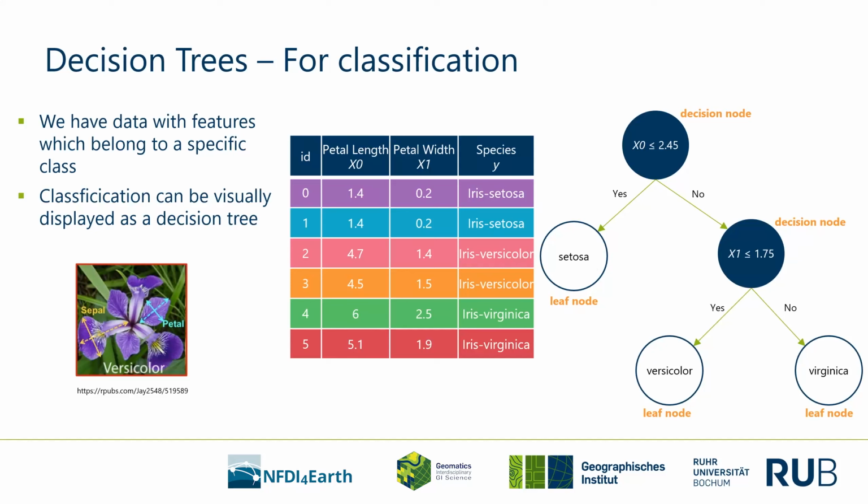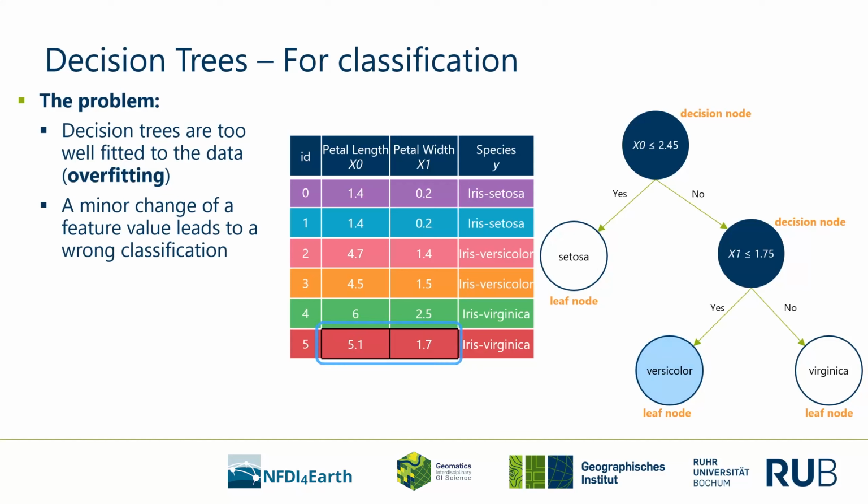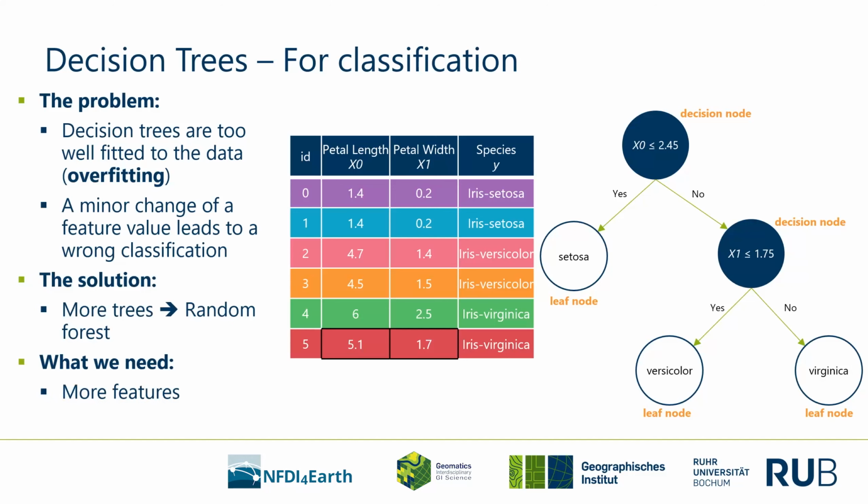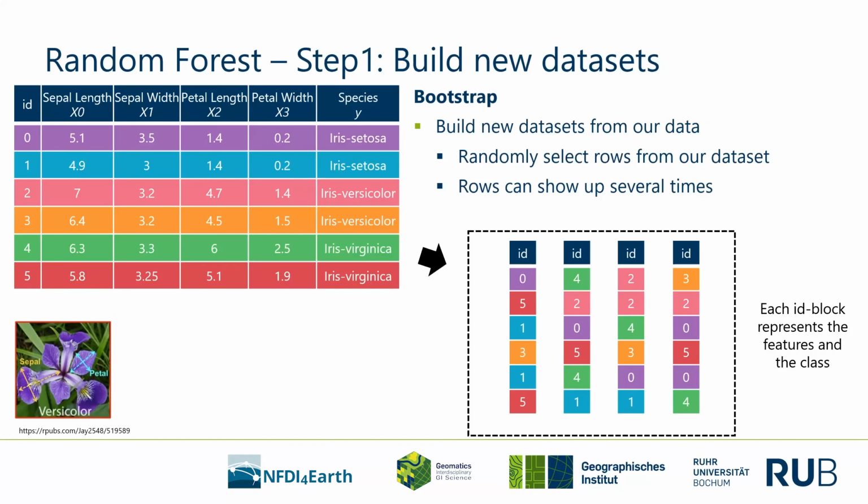However, decision trees have a minor drawback. They tend to overfit the data. Here's an example. If we change an observation value only slightly, the species in our decision tree is no longer classified correctly. The solution? More trees. We build a random forest. For that, we need more observation features. Now, in addition to the already known features, we also have sepal length and sepal width.